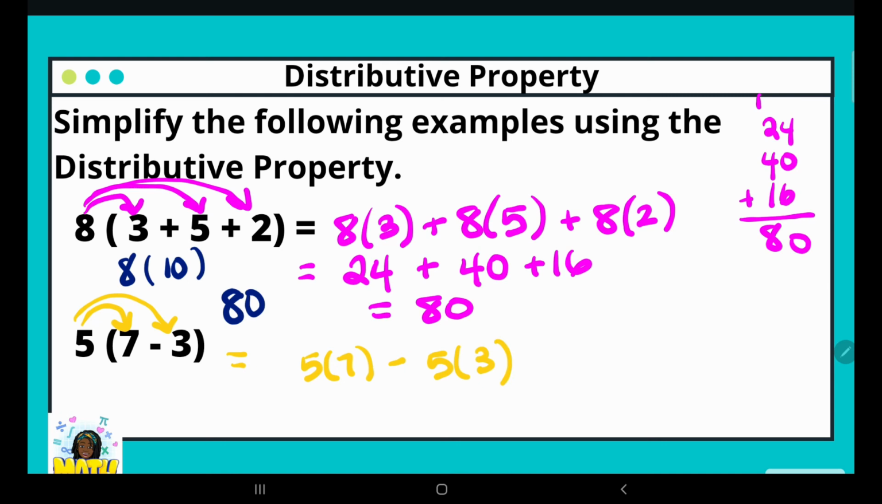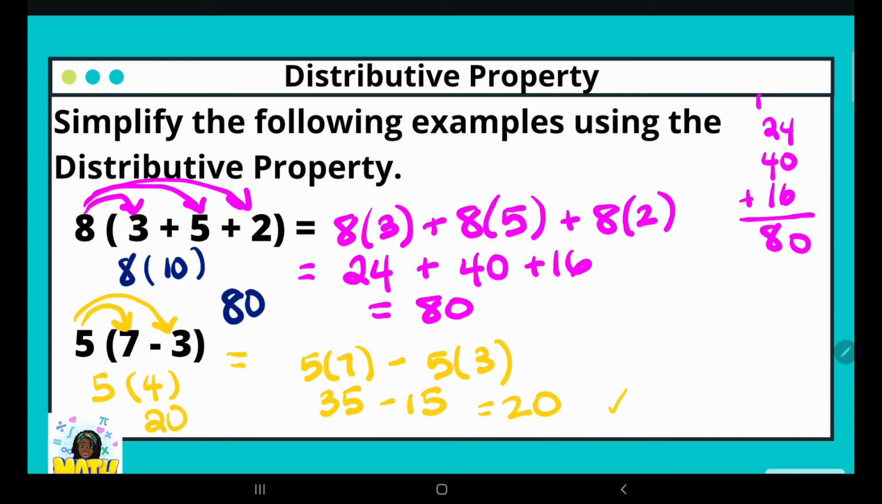All right, let's go ahead and multiply. 5 times 7 is 35. 5 times 3 is 15. So now 35 minus 15 is equal to 20. Let's see if we'll get the same thing if we did the operation in the parentheses first and then multiplied, which is what we were told to do using order of operations. 7 minus 3 is 4. Bring down the 5. 5 times 4 is 20. So it absolutely works out.